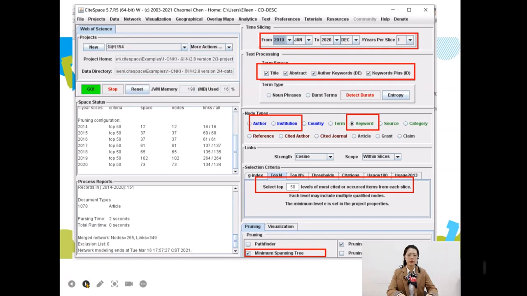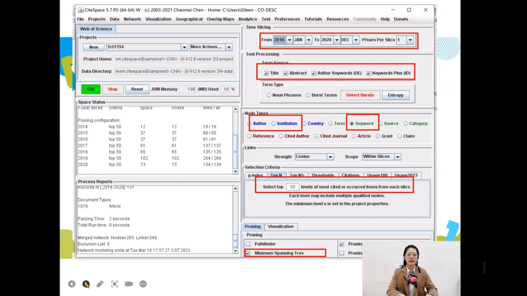The terms source included title, abstract, author keywords, and keywords plus. The node type was set as author, institution, and keyword. Selection criteria was set as top 50 most cited literature in each year, and the author relationship map, institution relationship map, and the keyword co-occurrence map were generated, analyzed, and interpreted respectively.